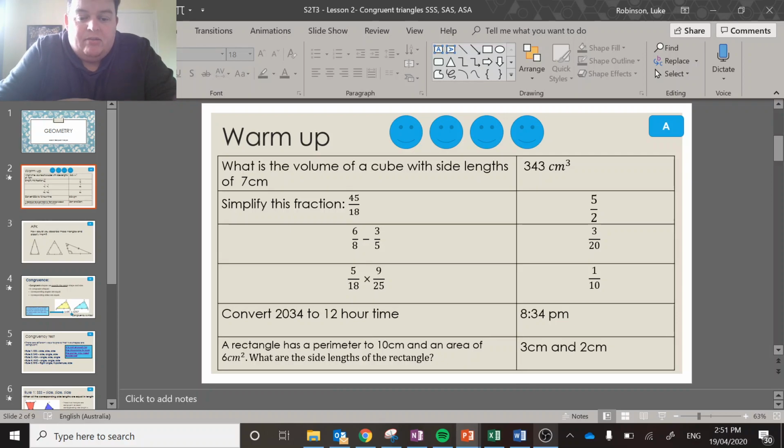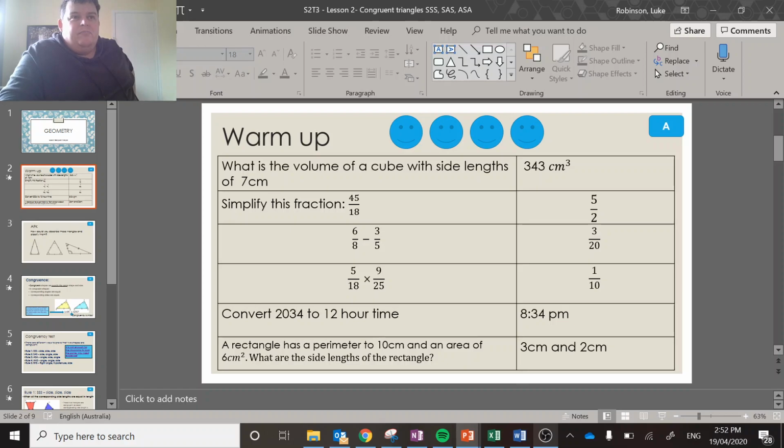Finally, a rectangle has a perimeter of 10 and an area of 6. What are the side lengths? I was hoping that might be a bit of a challenge, but essentially you're looking at two numbers that add together, and then add together again, to make 10 to represent the 4 sides of a rectangle, but then multiply to make 6.